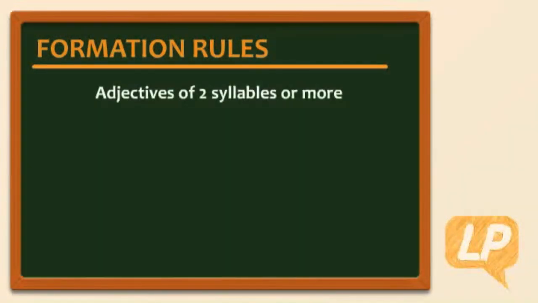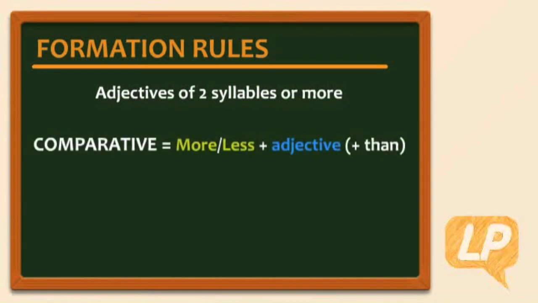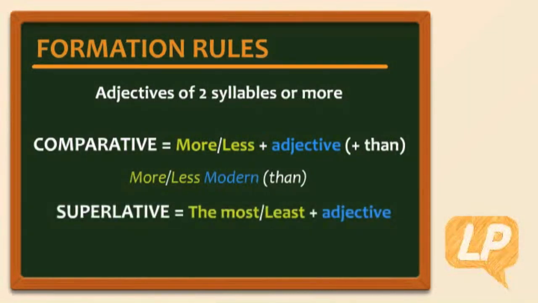For the comparative, we put the word more or less before the adjective, followed by than. For example, the adjective modern, more or less modern than. For the superlative, we put the most or the least before the adjective. For example, the most modern or the least modern.